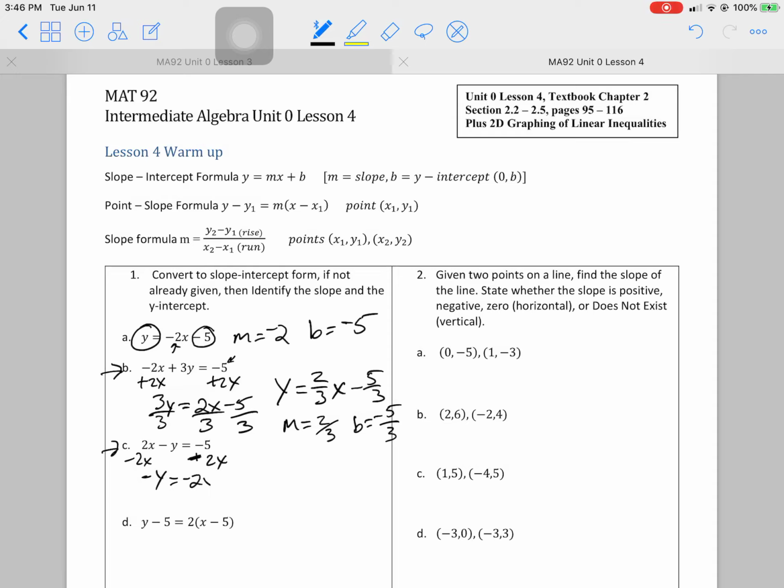-y equals -2x minus 5. People drop that negative. That's not yours to drop, so you need to convert that to a positive by dividing by, remember there is a -1 in front of that, so let's remove that negative by dividing that through. So this -2 over -1 is a positive 2x, -5 over -1 is a positive 5. Therefore my slope is a positive 2 and my y-intercept is a positive 5.